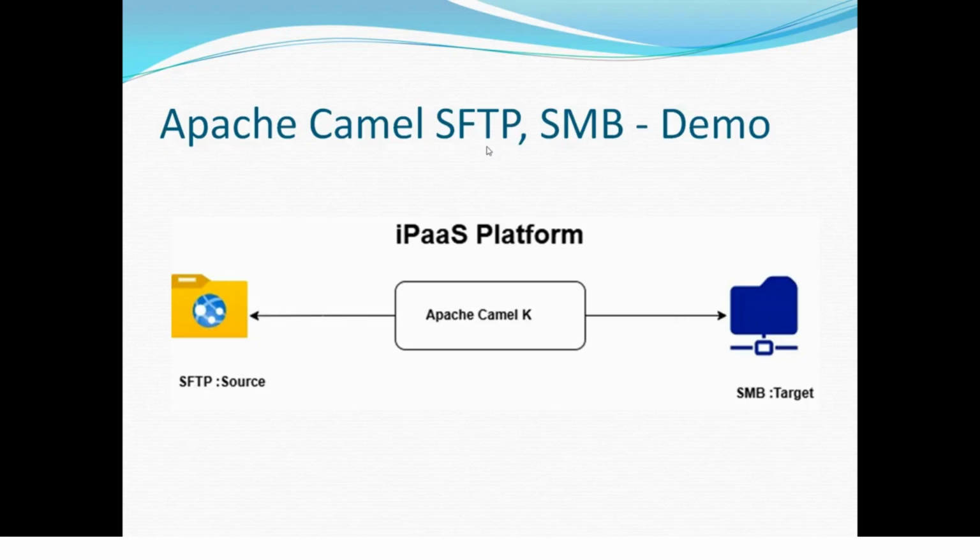SFTP protocol. This is SSH file transfer protocol, also known as secure file transfer protocol. So we can access files through this protocol from the internet. So there is an SFTP server. In that server, the files are placed and the platform application is going to connect to that server and listen for the files. Then SMB. SMB is server message block protocol, which is used to share folders inside the network.